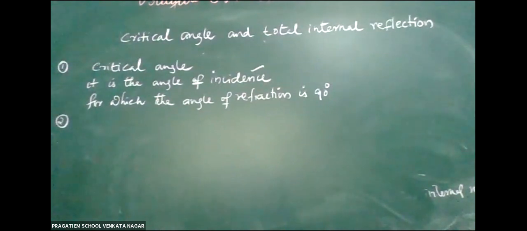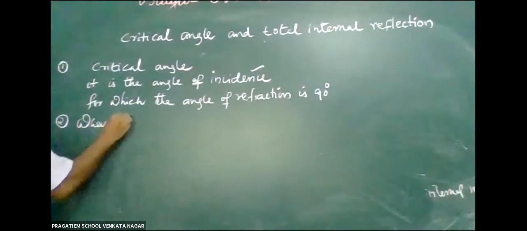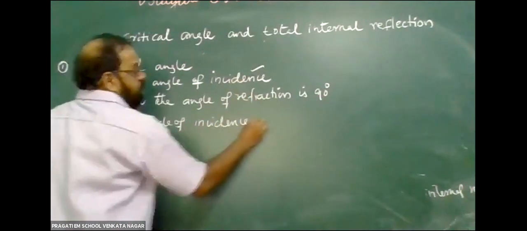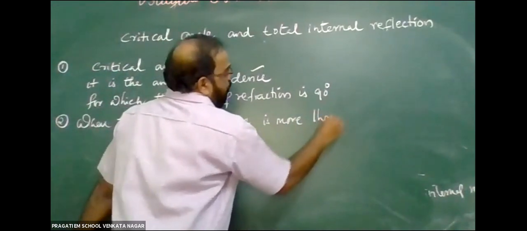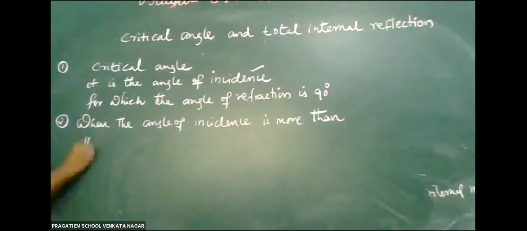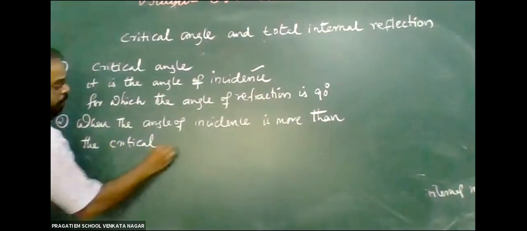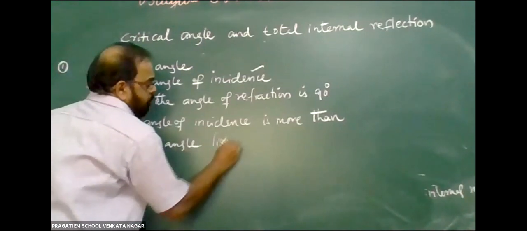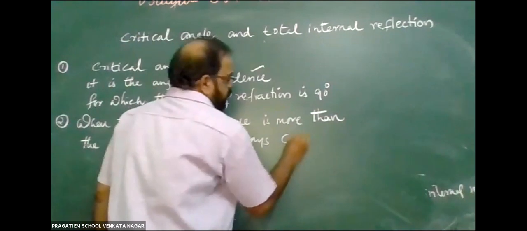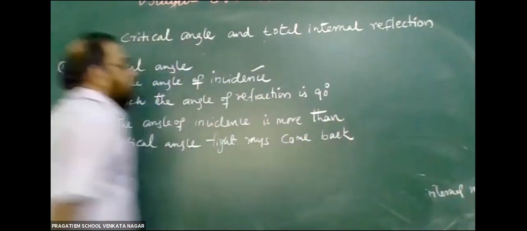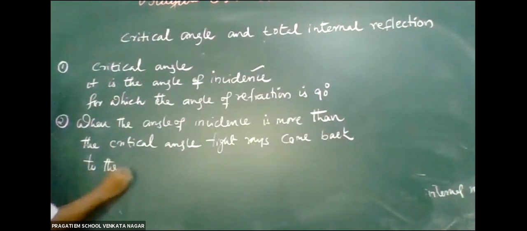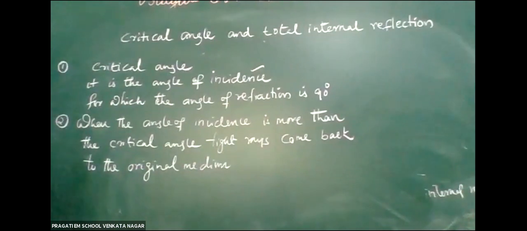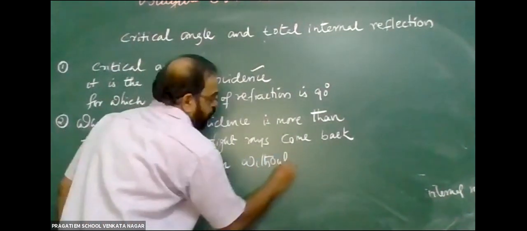And what is total internal reflection? When the angle of incidence is more than the critical angle, light rays come back to the original medium without refraction.